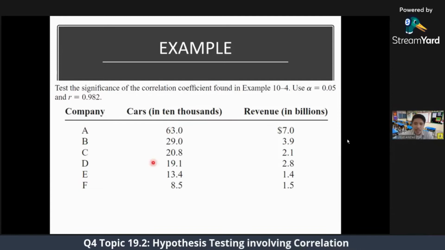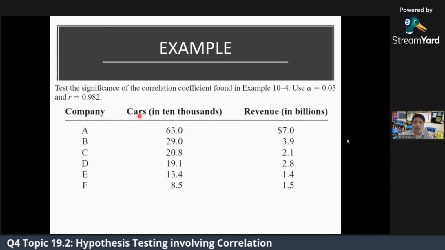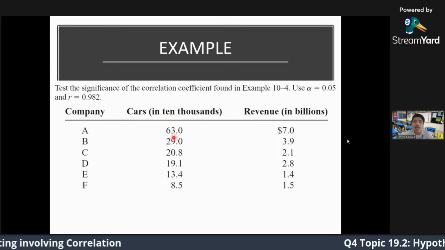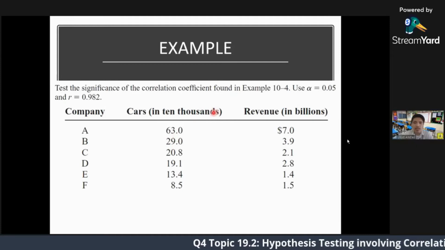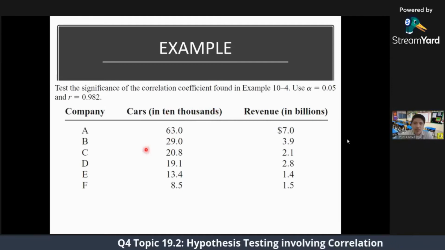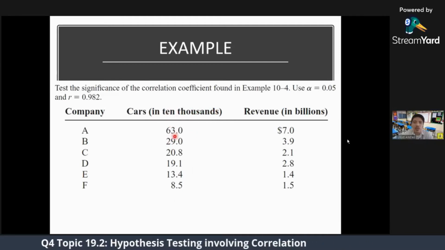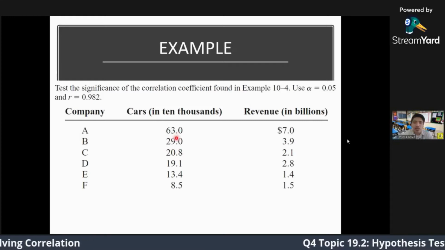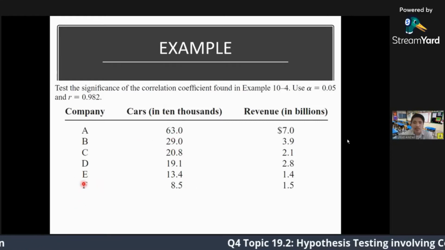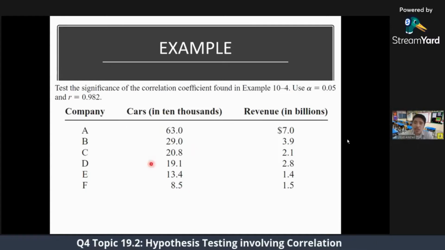This is the number of cars in 10,000s that they sold. Meaning, for company A it is 63 times 10,000, that is the number of cars they sold. Company B is 29 times 10,000, that is the number of cars they sold. And so on until company F, 8.5 times 10,000, that is the number of cars they sold.